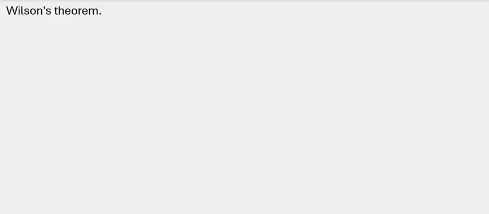Hello everyone. So today I'm going to talk about Wilson's theorem. The statement is as follows. Let's say that we have a prime number p. So p is prime, and we need to prove that the number p minus 1 factorial is congruent to minus 1 modulo p.